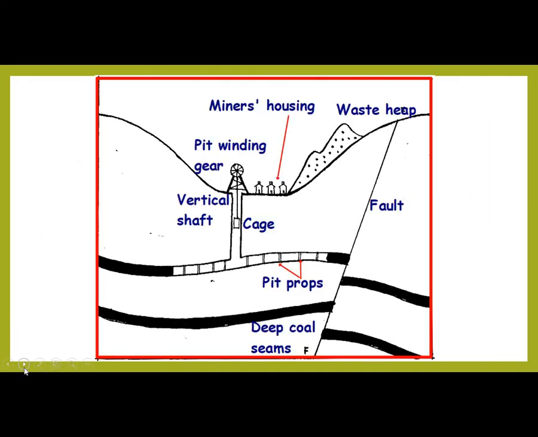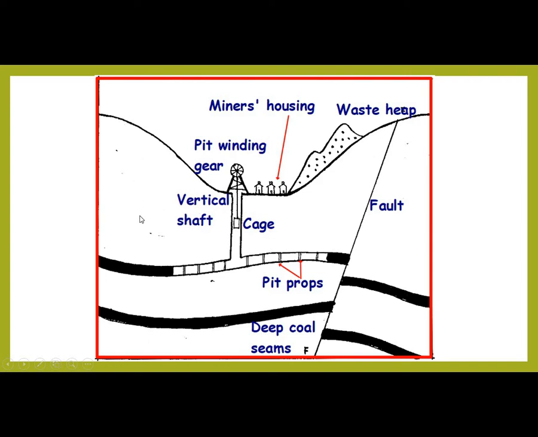Okay, so you should now have a diagram that looks something like this. So here's our pit winding gear that takes the ponies and the coal and the men and the rock in and out of the mine. Here's our deeper coal seams and our pit props where all of this has been dug out. So these are made of wood holding the coal mine open. There's your fault and your waste heap, your vertical shaft.